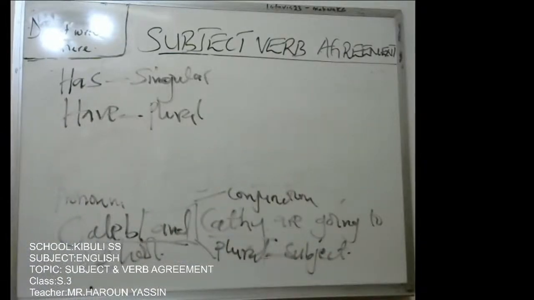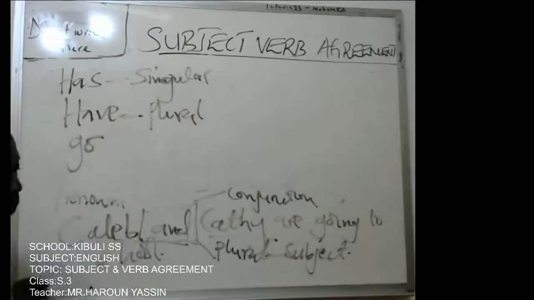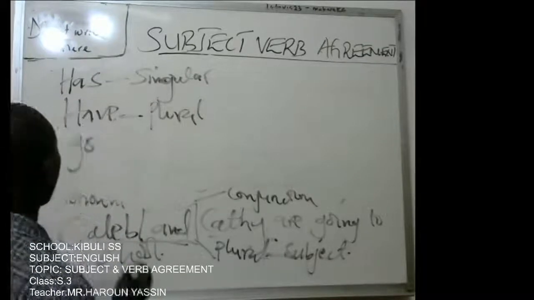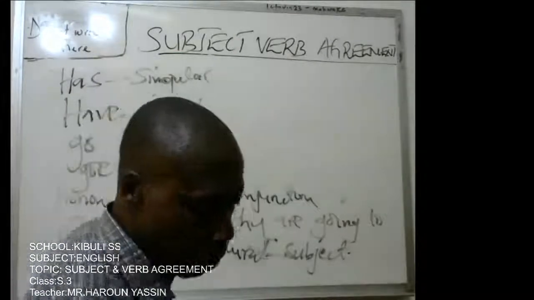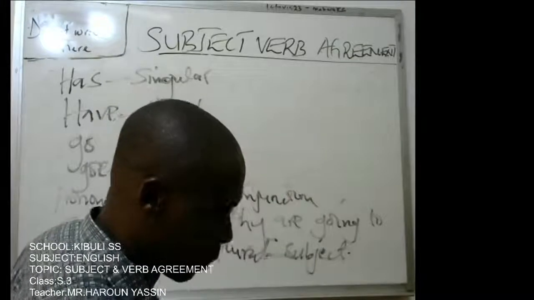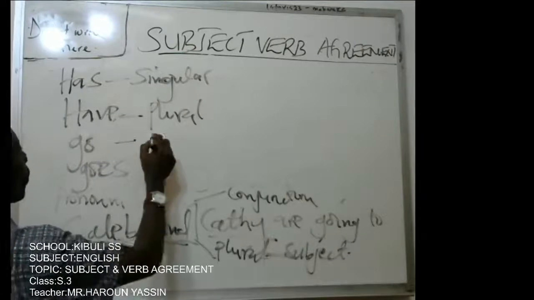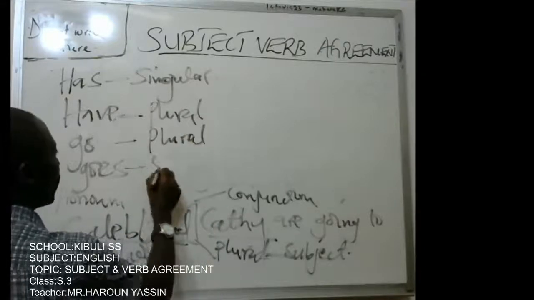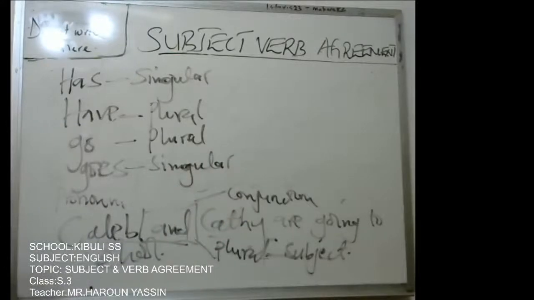Assuming I used another verb, I will use the verb go. And then goes. Look at those two verbs, go and goes. When you look at these two verbs here, in this case, go is plural and goes is singular.